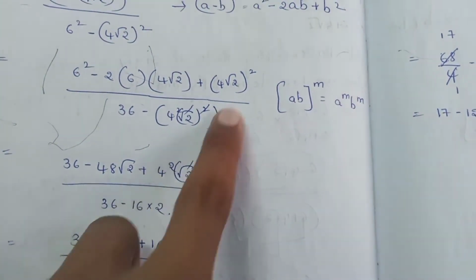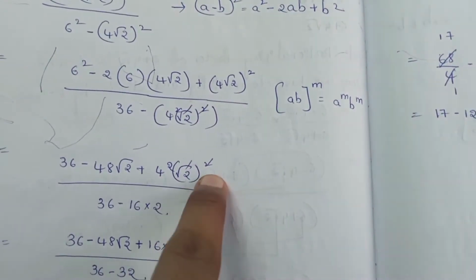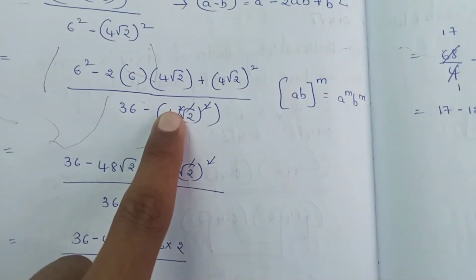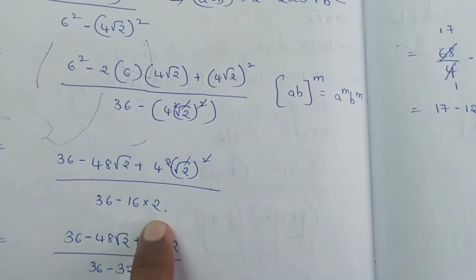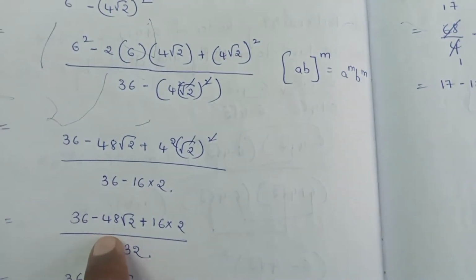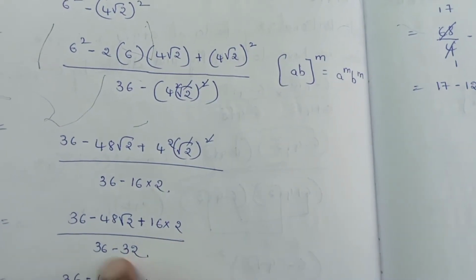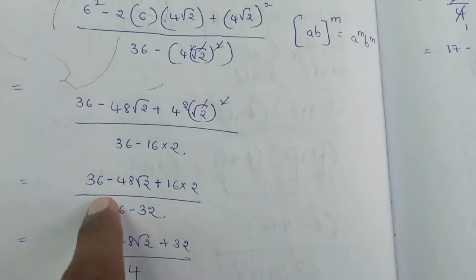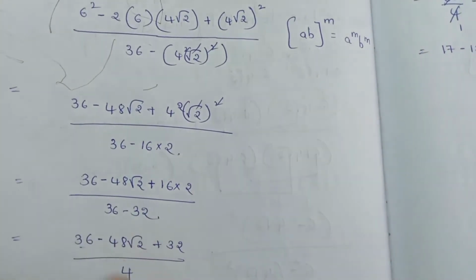48 root 2 plus, again we have to separate it. 4 square, root 2 whole square. Square and root cancel here. 36 minus 48 root 2 plus 4 square means 16, into 2. Square root is cancelled here. 36 minus 48 root 2 plus 16 into 2 means 32. 36 minus 32 is 4.